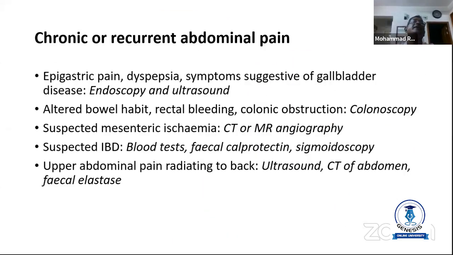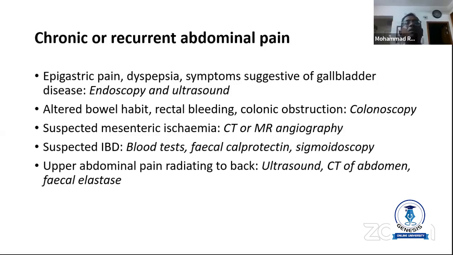In case of chronic or recurrent abdominal pain, epigastric pain, dyspepsia, or symptoms of gallbladder disease, do endoscopy and ultrasonogram. If you think this is a case of peptic ulcer disease, you will not get anything from the investigations I mentioned before. You have to go straight to endoscopy. Many patients will tell you they will not go for endoscopy, whatever happens. But don't forget, endoscopy is the answer. There is no alternative to endoscopy.